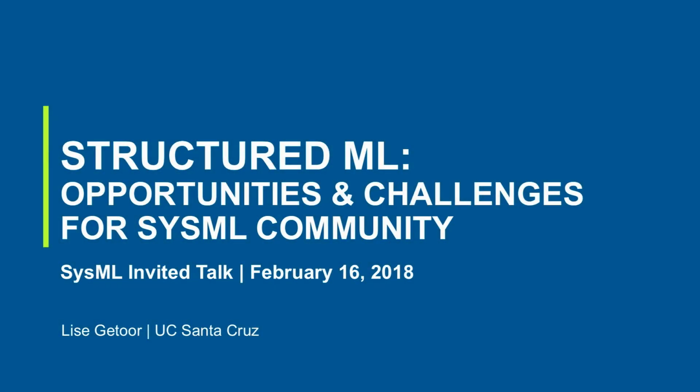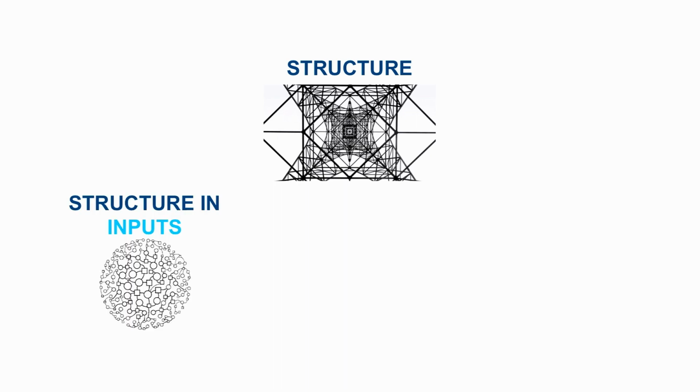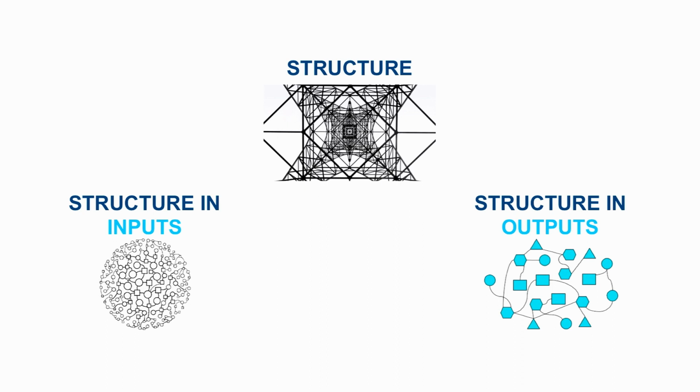I'm going to be talking about structured ML, in particular in the context of challenges and opportunities for the SysML community. But first I need to unpack what structured ML is. So we have structure, and I'm going to be talking about structure in both the inputs to machine learning algorithms and also structure in the outputs of machine learning algorithms. And then I'm going to tie this to both opportunities for systems for structured ML and ML for systems.